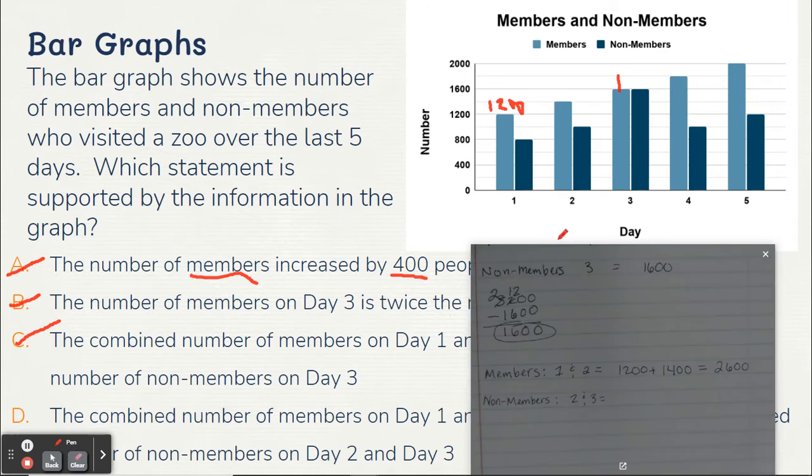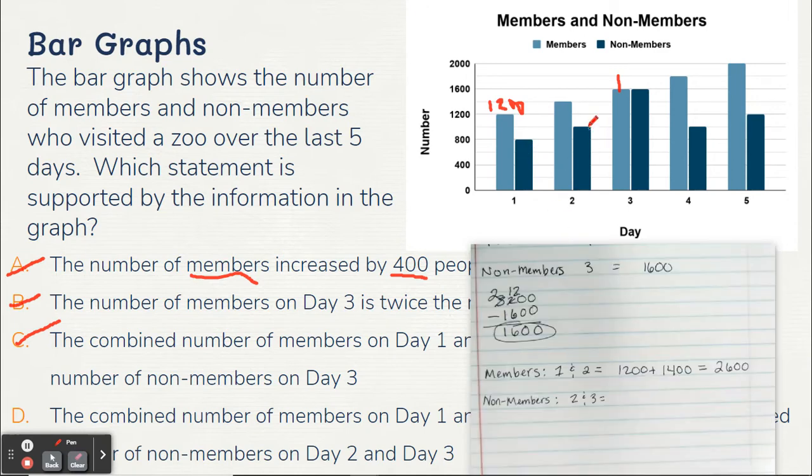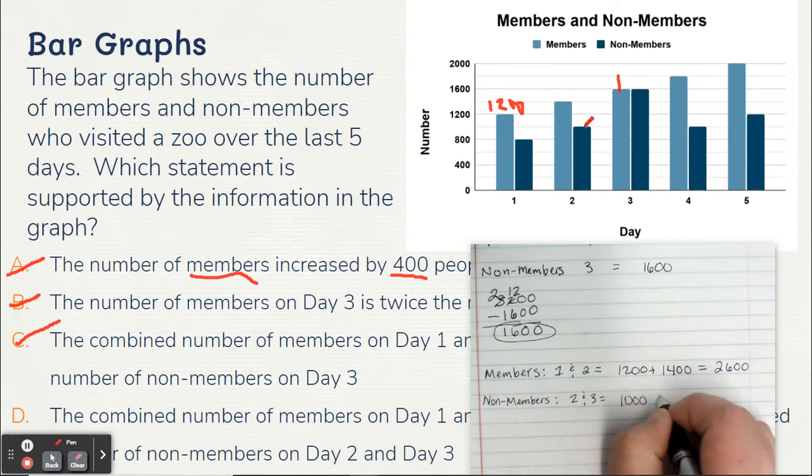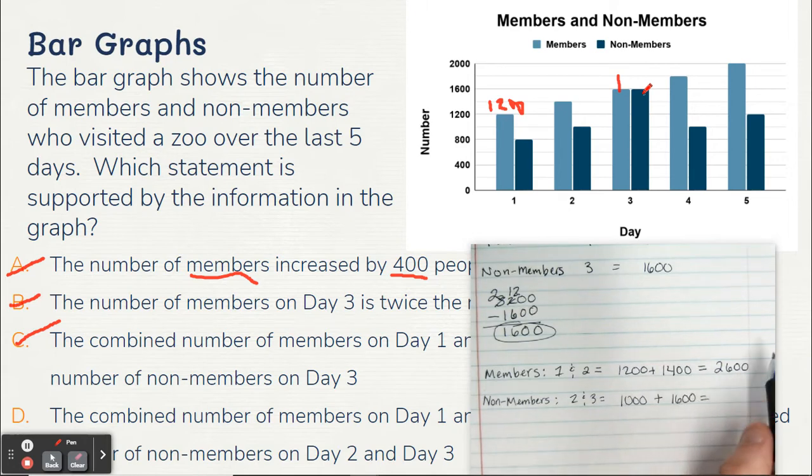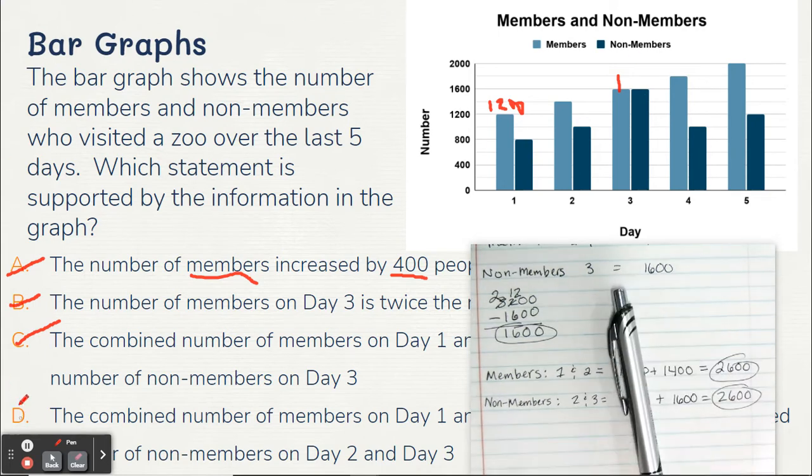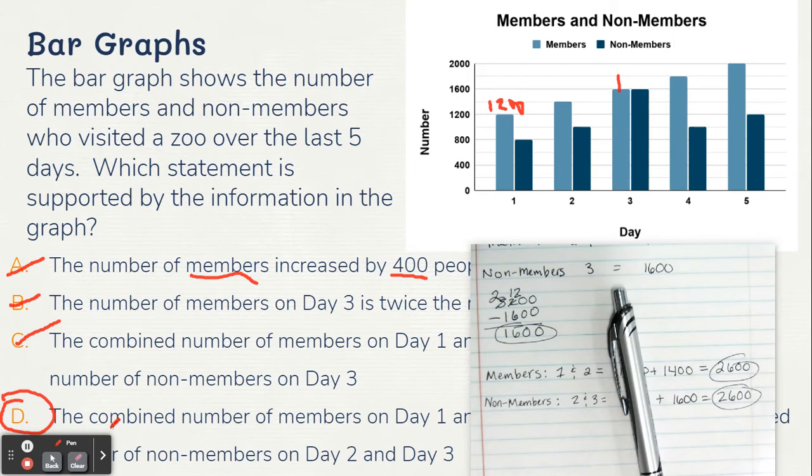And then non-members on days 2 and 3. So my dark ones. Day 2 is 1,000, plus day 3 is 1,600. Okay, so when I add those together, I get 2,600, and they are indeed equal. These are the same. So that would mean my answer is D. Okay, let's do one more.